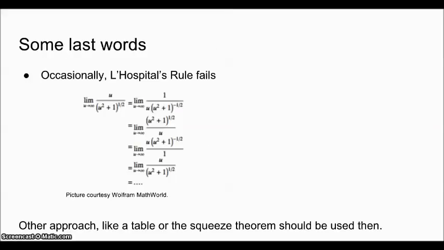Another point worth noting is that L'Hopital's rule occasionally fails to give a useful result. For example, in this result, limit of u approaching infinity, the derivative is taken in the numerator and denominator numerous times, and at the end, through simplification, turns back to its original function. Occasionally, L'Hopital's rule will produce something like this, and you will have to use another approach like a table or the squeeze theorem to figure out the limit.